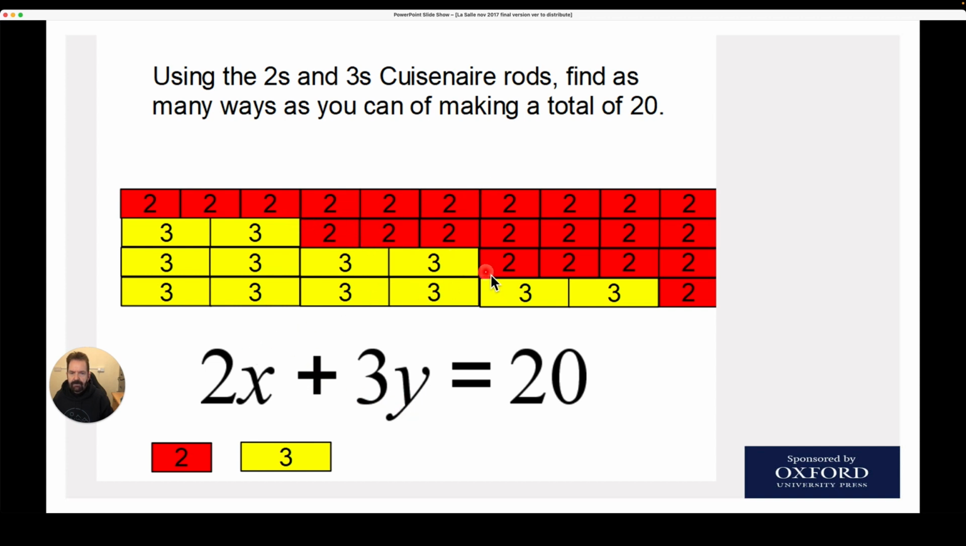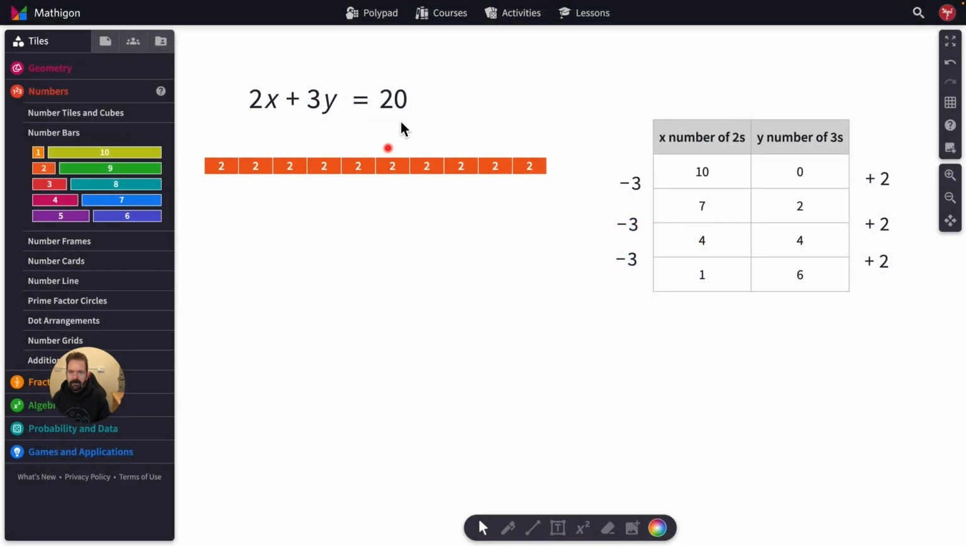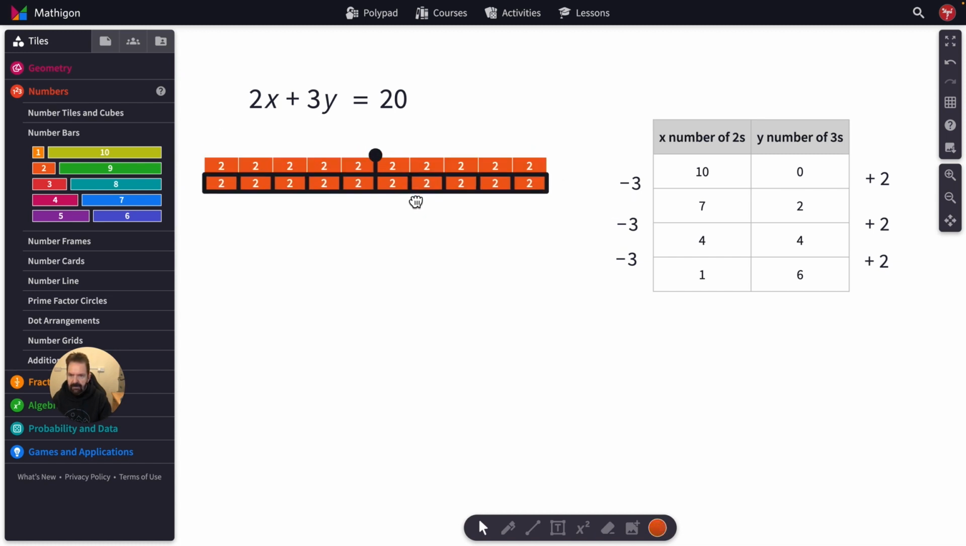So what we're going to do now is move over to Mathagon and have a look at how I created this and how we then break down what's going on. So what we have here is the equation 2x plus 3y equals 20, and we're going to generate this table here, but perhaps with a little understanding of why, when the number of 2s goes down by 3, the number of 3s has to go up by 2. So I've started with 10 2s equals 20. Now if I make a copy of this down here, that's just pressing C on the keyboard. How many 3s can I bring in?